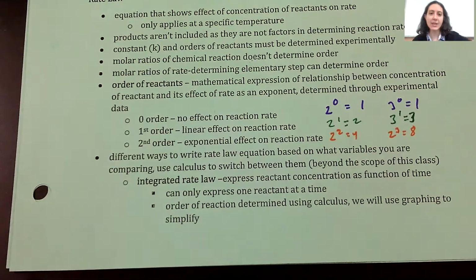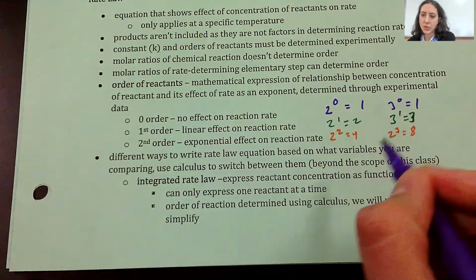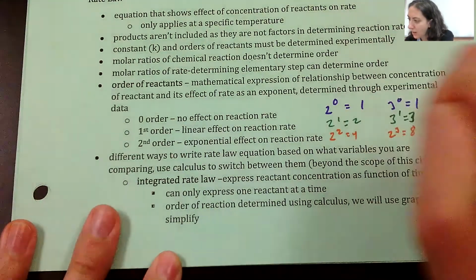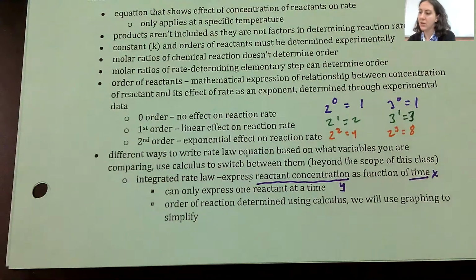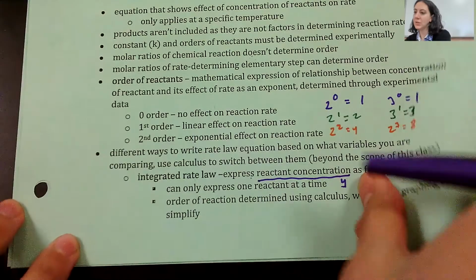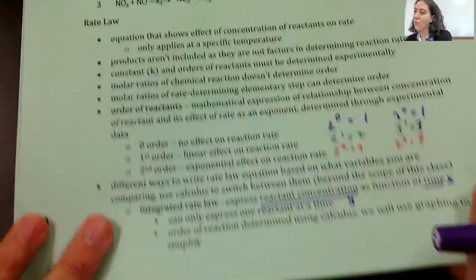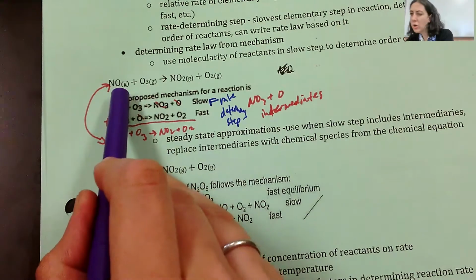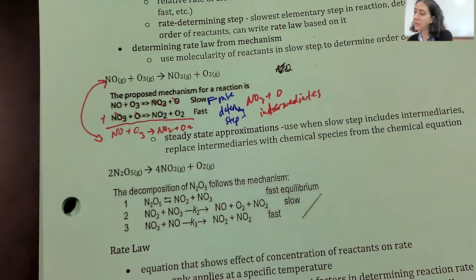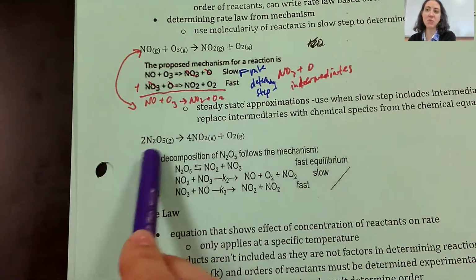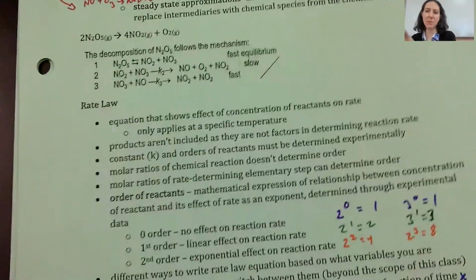So the integrated rate law, we'll start there, is expressing reactant concentration and time. Those are our variables. So time is going to be our X, and reactant concentration is our Y, okay? It can only express one reactant at a time. So if we were trying to do the integrated rate law for this equation, we could, but it's really tricky, so we're not likely to do so. However, if we wanted to do the integrated rate law for this equation, pretty easy. There's only one reactant, so that works out just fine. So decompositions are pretty good for this.